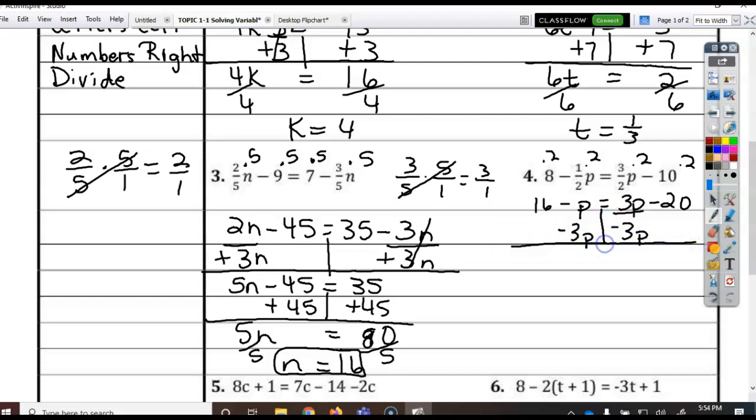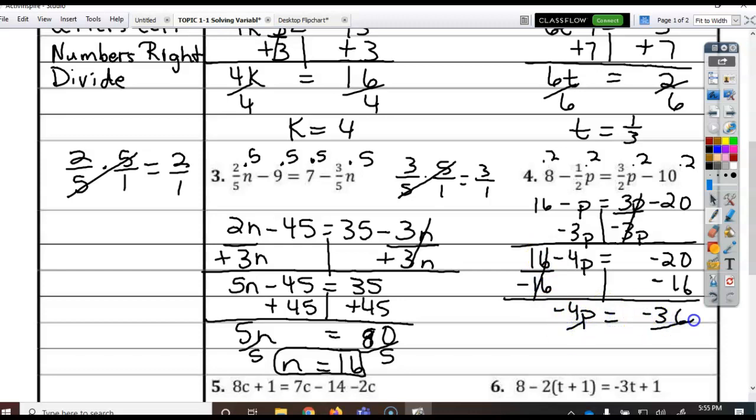If we were in class, you would have been doing this one on your own, and then I would be checking it. Right here, it's minus 4p equals, those cross out, a negative 20. Numbers to the right, so minus 16. Okay, those cancel out. I get a negative 4p equals a negative 36. Divide each side. And I get p equals a negative over negative turns out to a positive. 4 goes into 36 9 times.